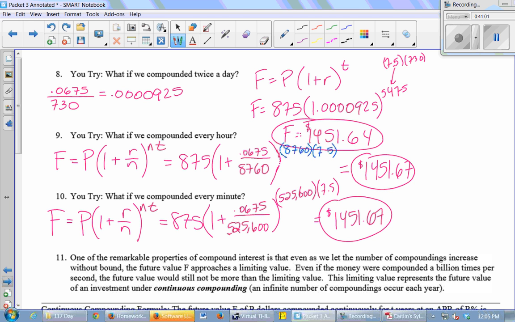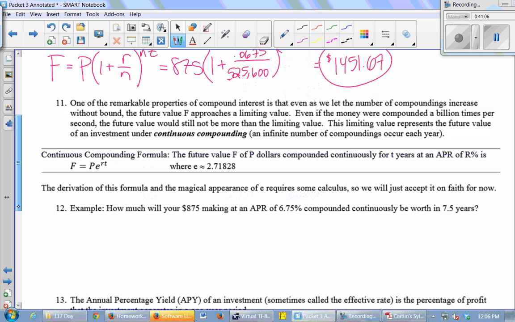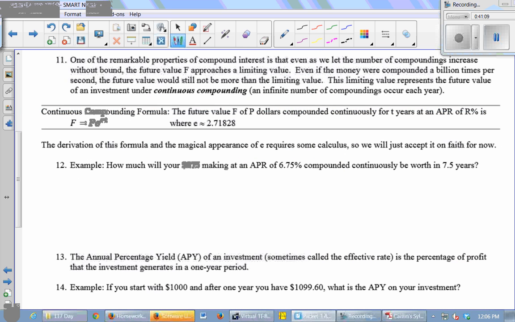Okay, so the more you compound, the more money you make, but it doesn't grow without bound. So that's one of the remarkable properties of compound interest, is that even if you let the number of compoundings increase to infinity, right? Even if you could compound an infinite number of times a year, the future value approaches some limiting value. It won't grow without bound. So even if we compounded the money 1 billion times per second, the future value would still be no more than that limiting value.